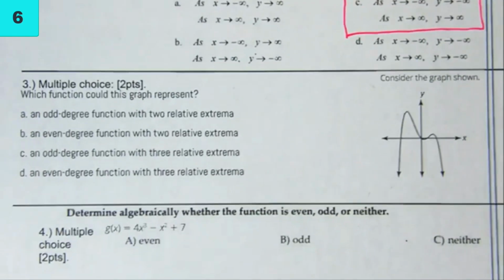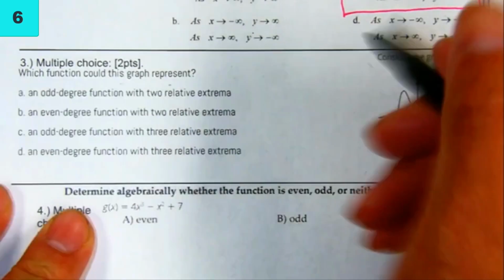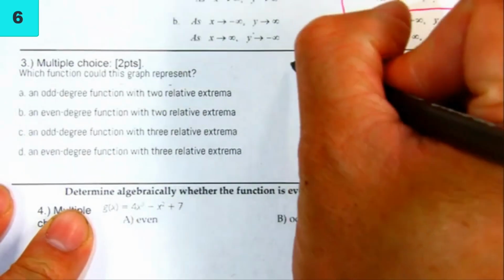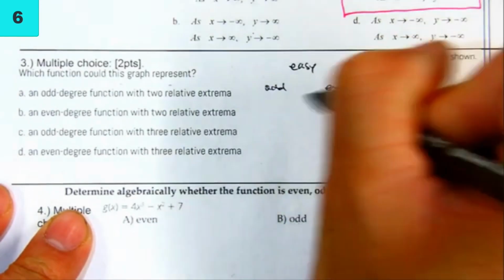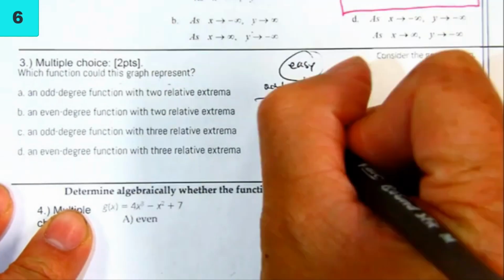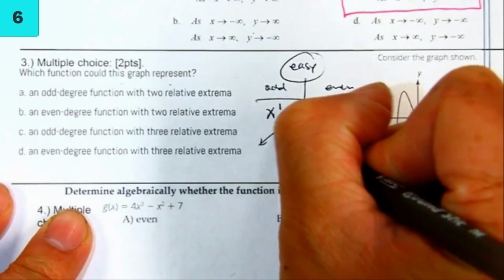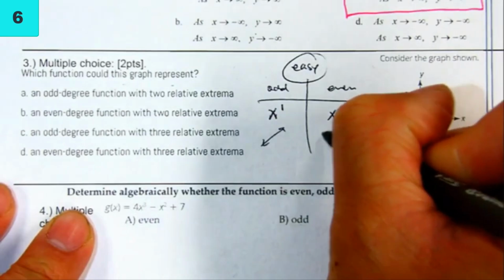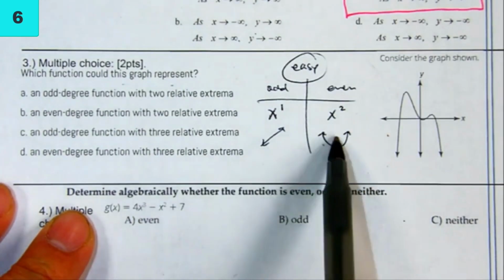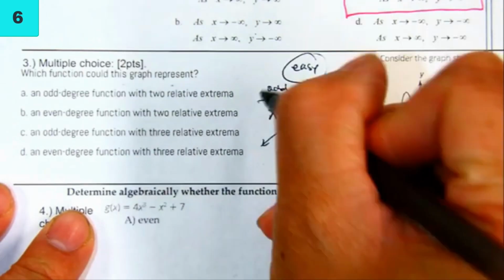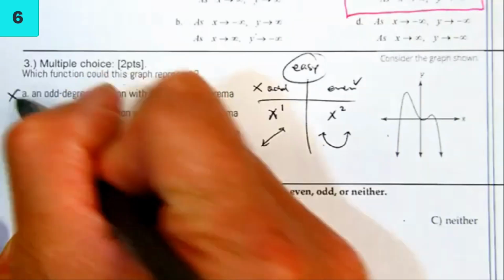Which function could this graph represent? Remember, look at your easiest ones. Easy. You have an odd and you have an even. What are they? X to the first, x to the second. That's what your graph looks like, right? So both arrows are pointing in the same direction, so I know it's going to be an even, not an odd. So evens, that means it's not these 2.